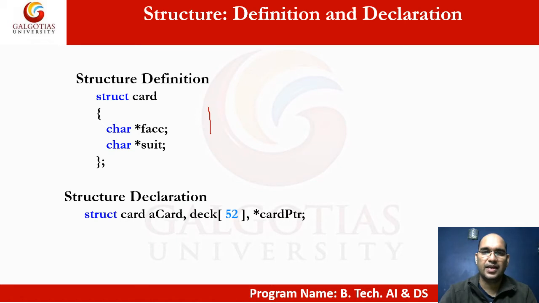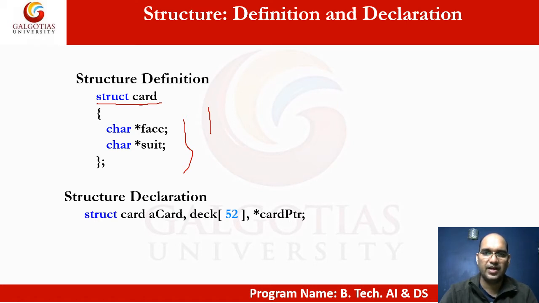So now let's see again the definition and declaration for a structure, although we have covered it in the previous session. Here we have taken one example. In that example, we have defined one struct of type card, right? It is a struct card and it has two members: one is face, a character pointer, and the other is suit, a character pointer. This is only the definition, so no space is reserved at this point where we are defining it.